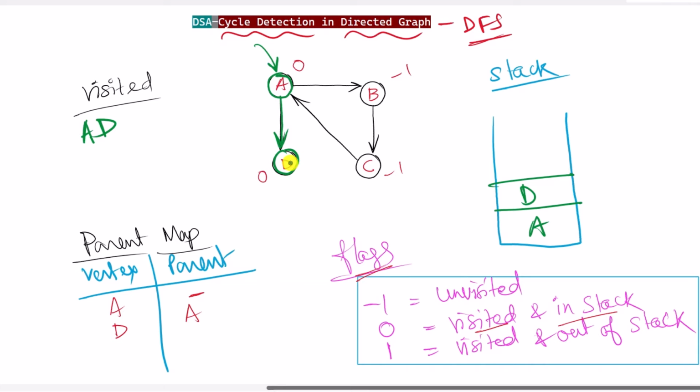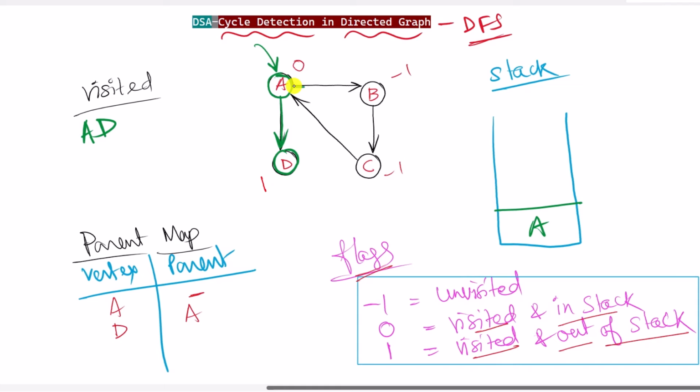Now from D, there are no unvisited nodes, so we cannot go anywhere. That means we have to perform a backtrack. We have to go back to the parent node A, so we pop D from the top of the stack, and the flag will be modified. Currently we are at the vertex A.